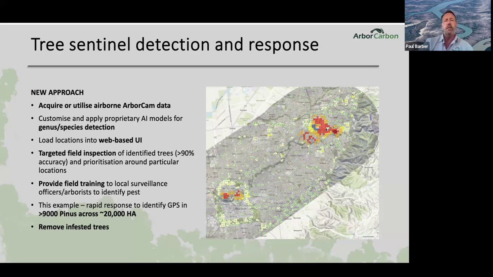So we were engaged to fly over Adelaide not so long ago, a 20,000 hectare area, and develop some deep learning models on our data to identify where all those pine trees were. Again, with greater than 90% accuracy, we were able to identify more than 9,000 pine trees through that 20,000 hectare area. And that's enabled people to go out on the ground and look at those pine trees. Dave's been over to train people up to identify what giant pine scale looks like, and then remove those trees and hopefully eradicate that pest from the Adelaide region.